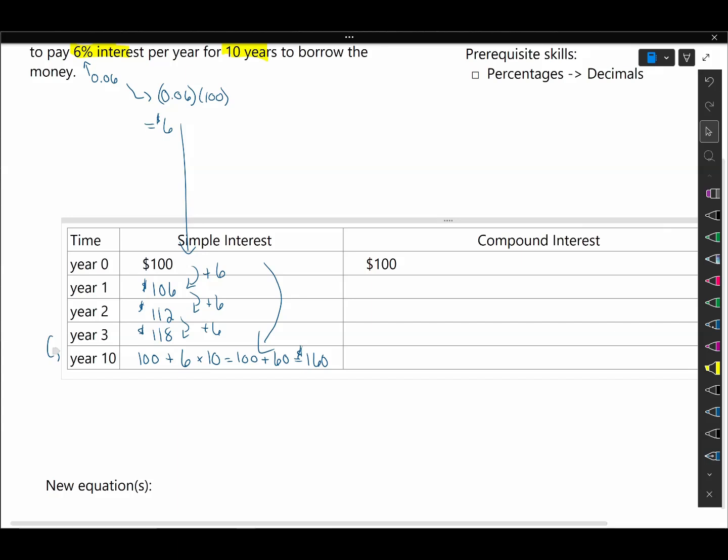Now, the way compound interest works is instead of paying that $6 every time, what is happening is you're saying, well, you know what, because you haven't paid me this $6 yet and you're paying it at the very end, then it's almost like you're borrowing this $6 too. So every single year, we're no longer just collecting interest on the $100, we're also collecting some interest on the $6 as well.